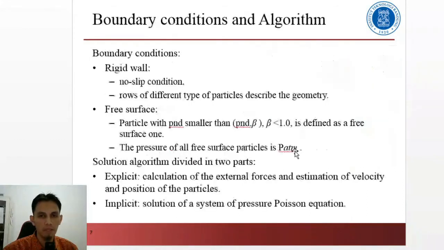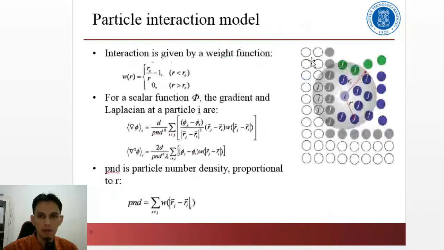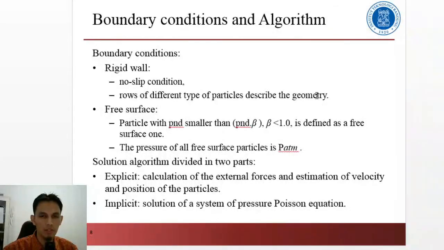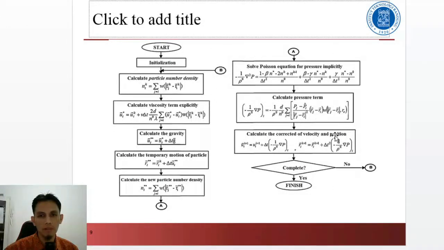As for the boundary condition and algorithm, for the boundary condition we have the rigid wall. In this case, these are the rigid walls, with a no-slip condition, and rows of different types of particles describe the geometry. We also have the free surface, calculated for the fluid particles. A particle with a smaller particle number density will be defined as a free surface particle. The pressure of all free surfaces is the atmospheric pressure. The solution algorithm of this method is divided into two parts: explicit and implicit. Explicit is the calculation of the external forces and estimation of the velocity and position of the particles, while implicit is the solution of a system of pressure Poisson equations. And this is the algorithm of the MPS method.